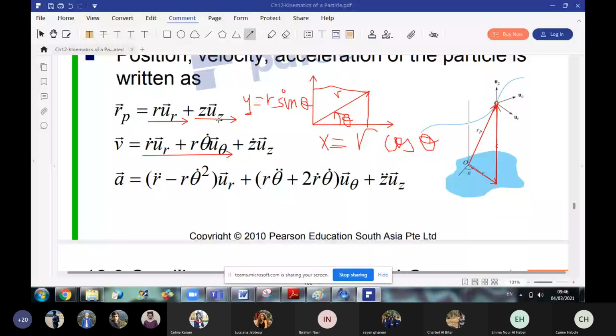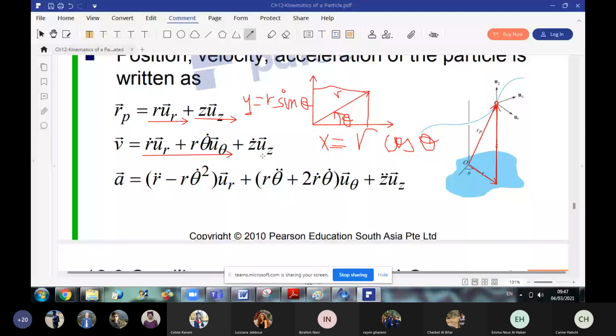So when you want to derive Z UZ, it's just Z dot UZ. You don't have to derive UZ with respect to time because it's a constant vector, so when you derive it, it is 0. Therefore, the velocity in 3D will be R dot UR plus R theta dot U theta, which is already obtained in 2D, and we just add Z dot UZ, which represents the velocity of motion in the UZ direction.